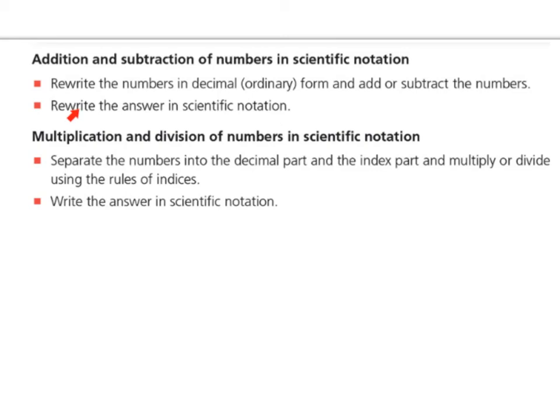And we want to do multiplication or division. So multiplication and division of numbers in scientific notation. Separate the numbers into decimal part and the index part and multiply or divide using the rules of indices. Write the answer in scientific notation.